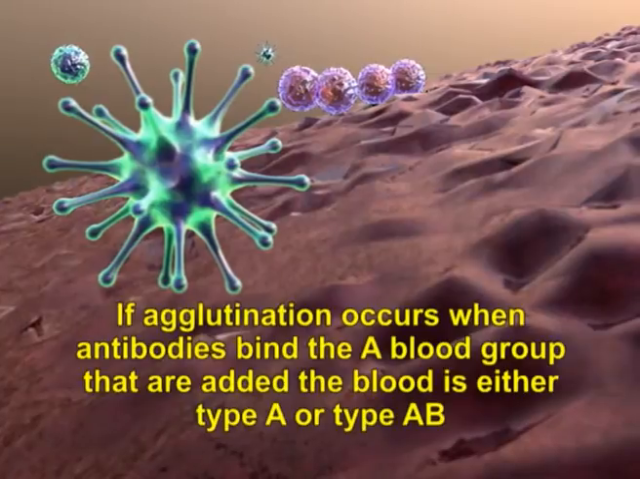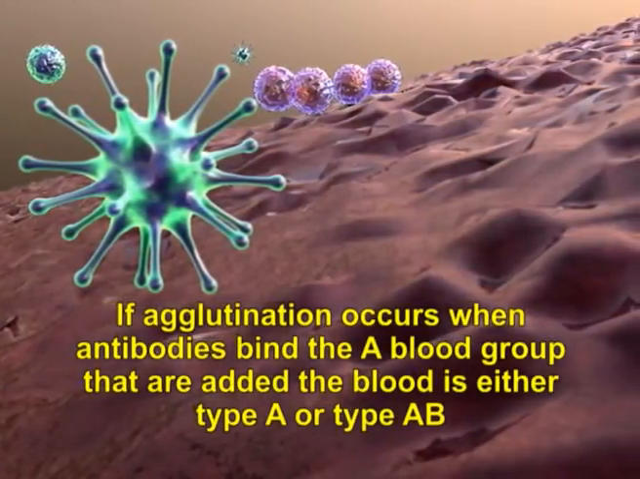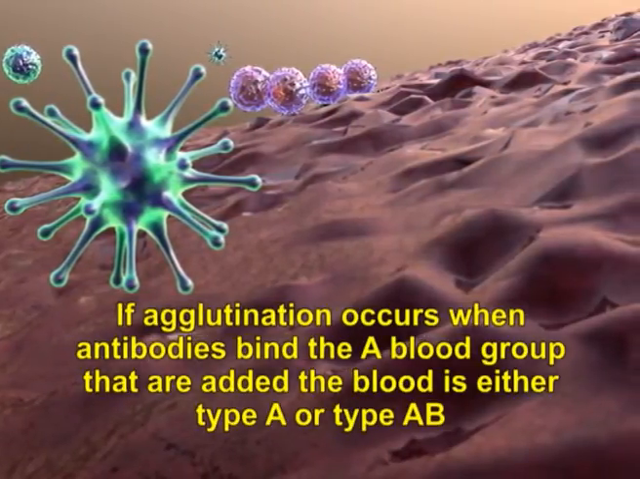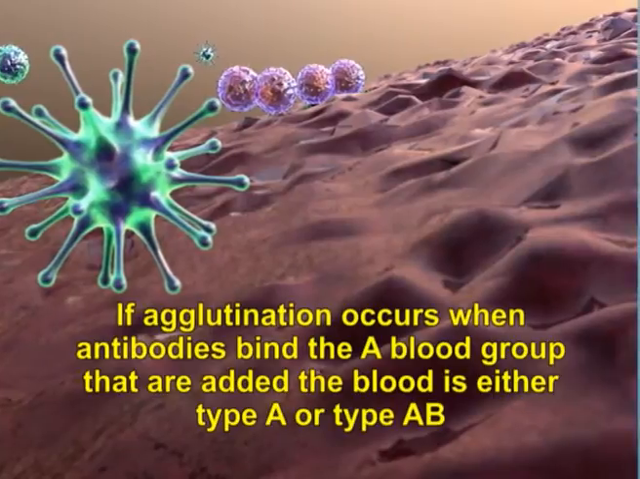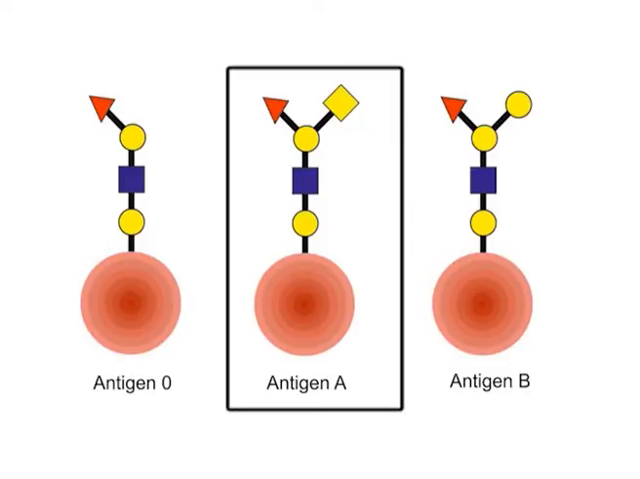For example, if agglutination occurs when antibodies bind the A blood group that are added, the blood is either type A or type AB. To determine if it is between type A and type AB, antibodies that bind the B group are added, and if the agglutination does not occur, the blood type is determined as type A.